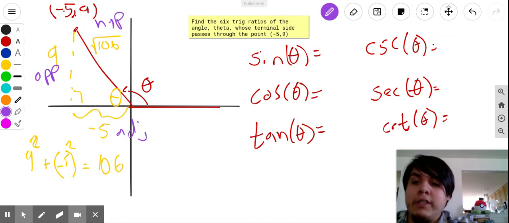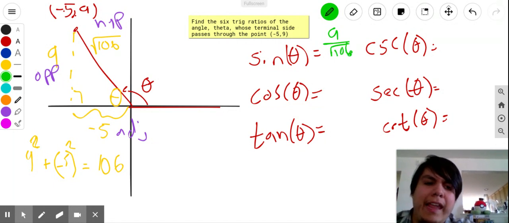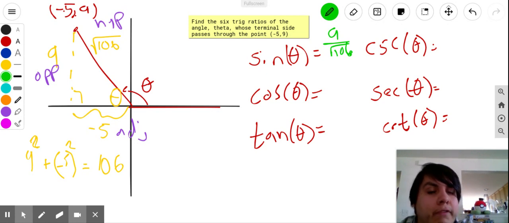So if I'm looking for sine, well, sine is just opposite over hypotenuse. And if you want to rationalize it, you can and should, but right now for the essence of the lesson, I'm not going to rationalize it, but you should get in the habit. If I know the sine, well, the cosecant is just the reciprocal, so I can just say it's radical 106 divided by 9.